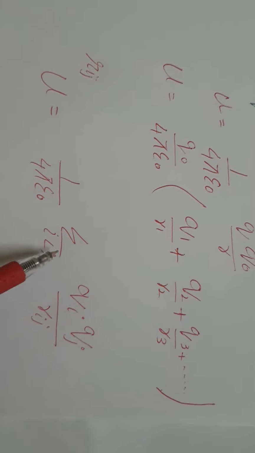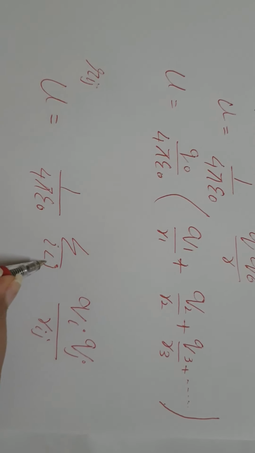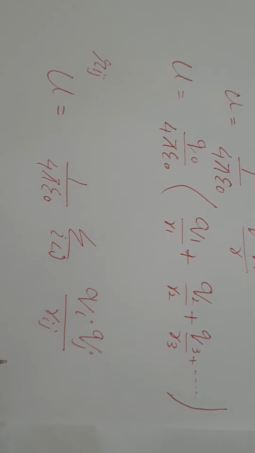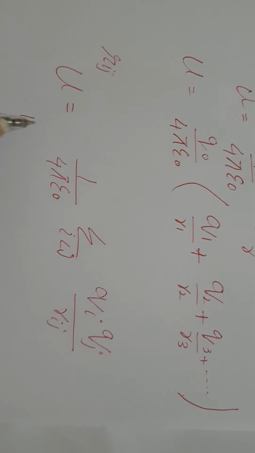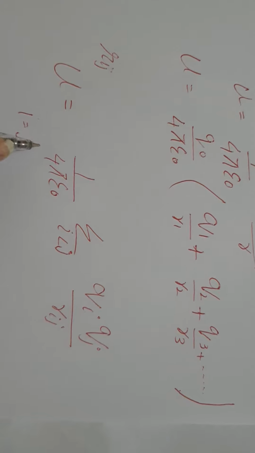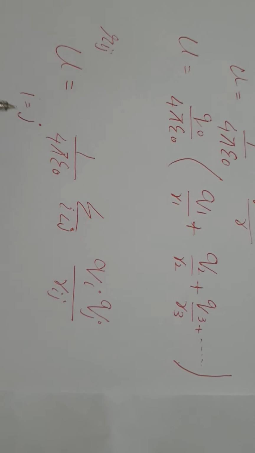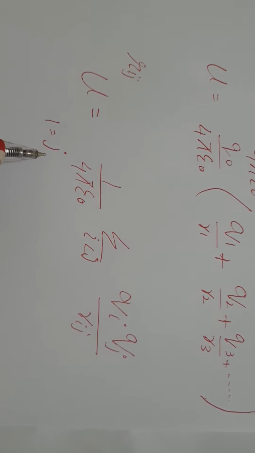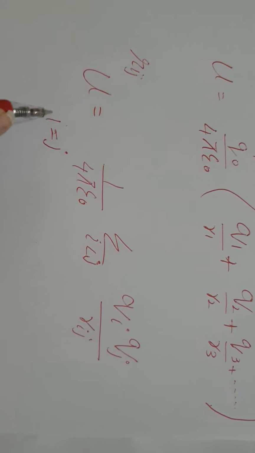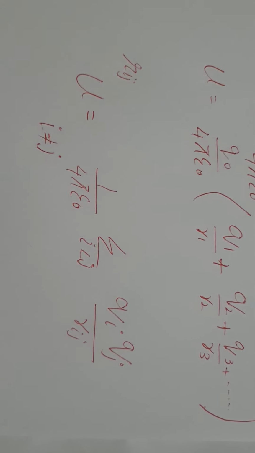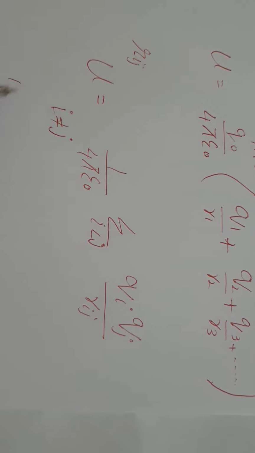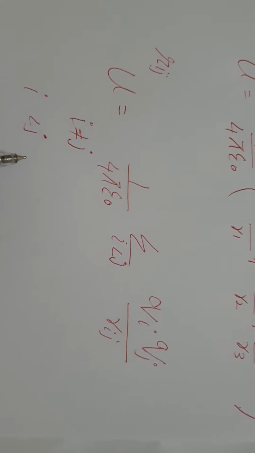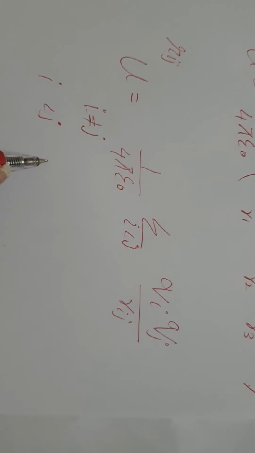so the sum extends over all pairs of charges. I equal to j is excluded because it means the charge is interacting with itself, so we didn't take this. I smaller than j we take, because each pair can be counted only once.